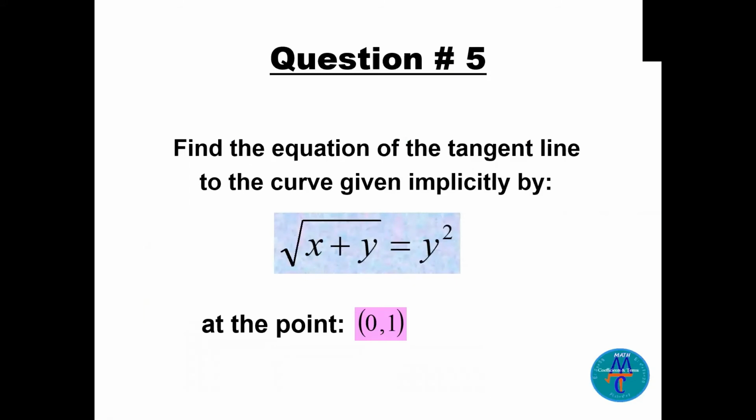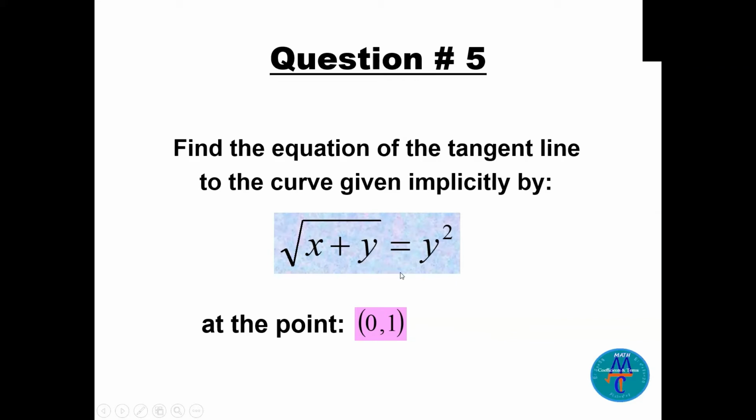Question number 5, we need the equation here, not only the slope. Find the equation of the tangent line to the curve given implicitly by square root of x plus y equals y squared at the point (0, 1). So here we have a graph, and we need the tangent line at this point (0, 1). X is 0, y is 1.